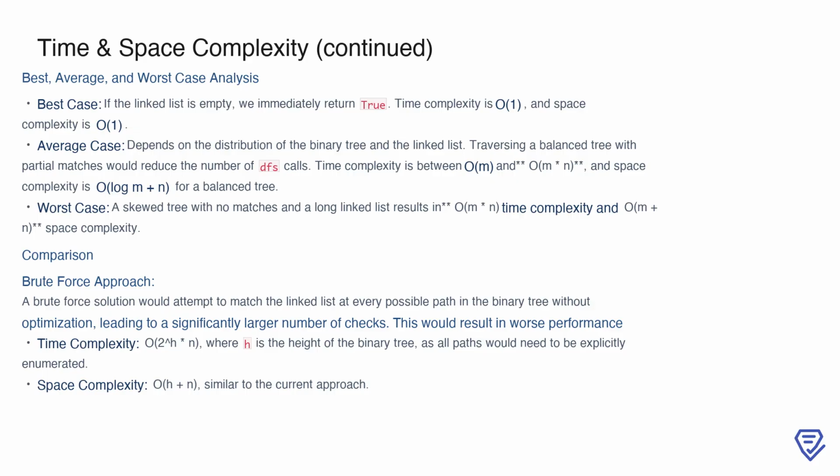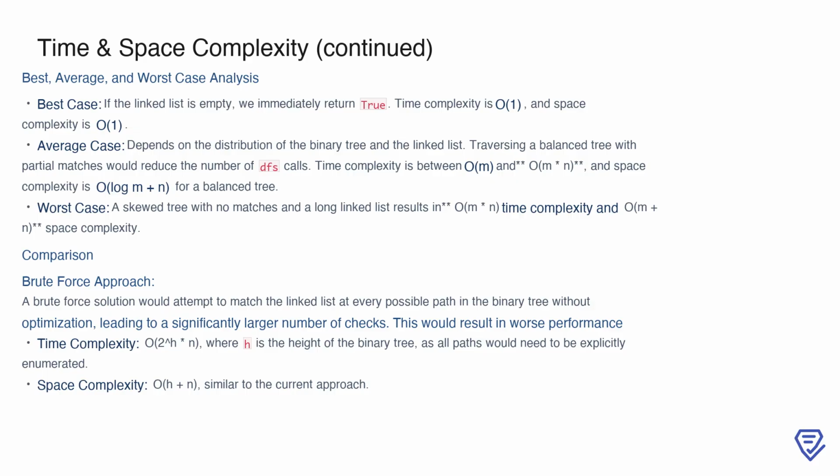In the best case, if the linked list is empty, we can immediately return true, resulting in time and space complexities of O(1). For the average case, the performance depends on the structure of the binary tree and the distribution of the linked list. For example, in a balanced tree with partial matches, the number of DFS calls is reduced. Here, the time complexity would fall between O(m) and O(m*n), while space complexity would be O(log m + n) for a balanced tree.